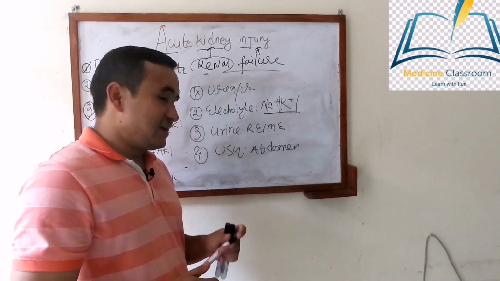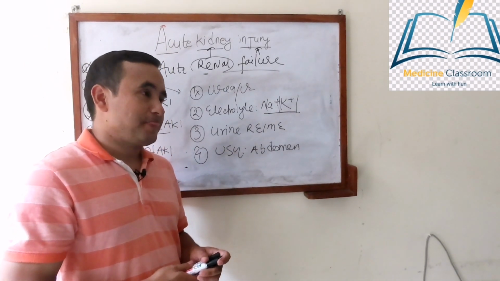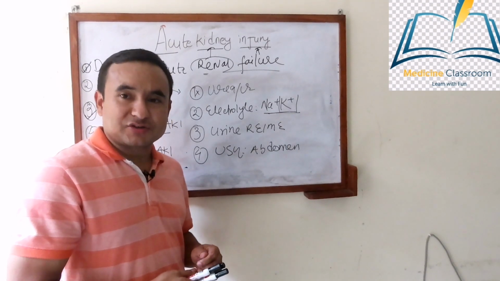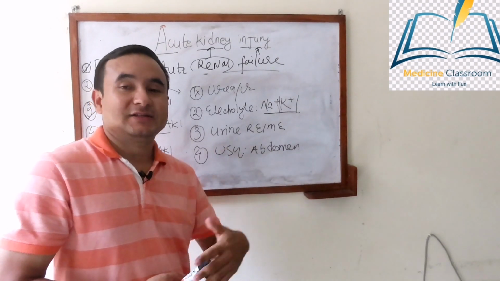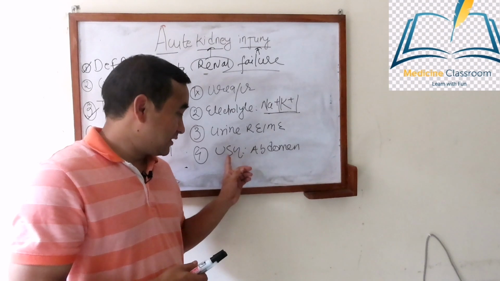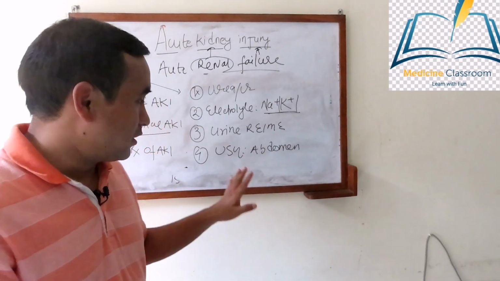You can check the kidney size and corticomedullary differentiation. Another thing the ultrasound abdomen helps with is obstruction. If someone has post-renal AKI because of a big prostate or bilateral ureteric stones, you can get that clue from the ultrasound abdomen.